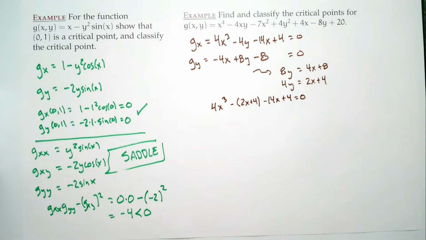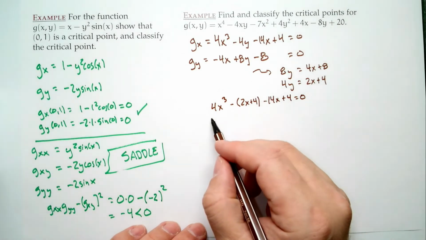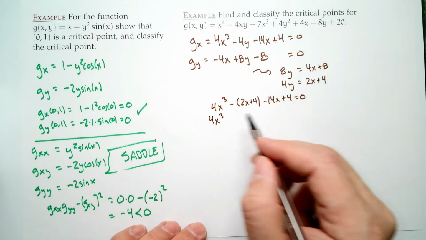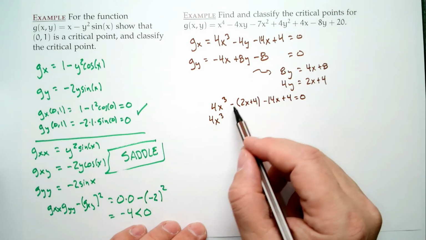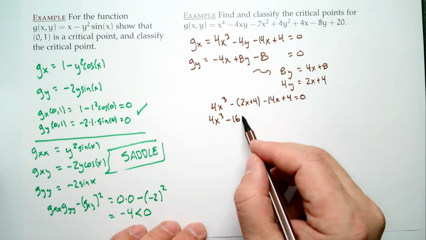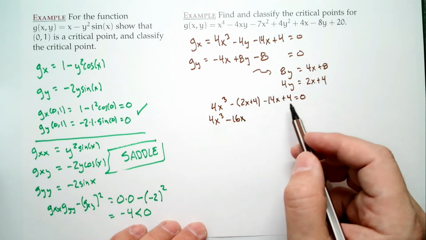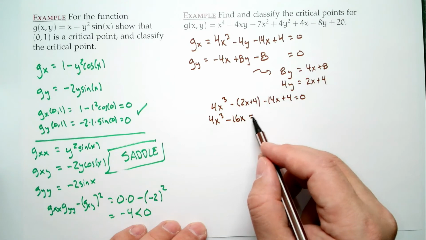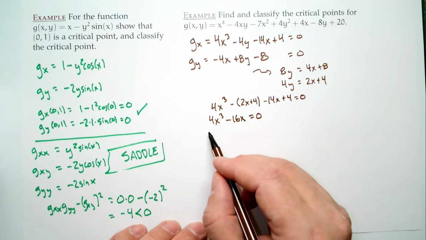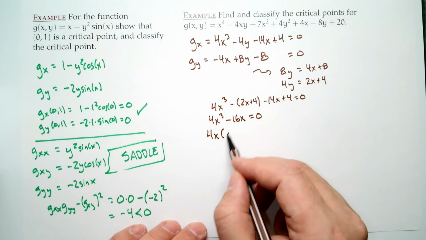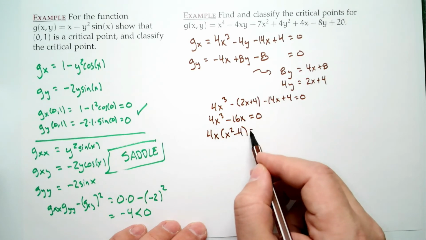Good news, there's only x's. Bad news, it's a cubic. Well, maybe it's not all bad news. Let's see what we have here. 4x cubed. Then we have minus 2x minus 14x is minus 16x. Minus 4 plus 4 is gone. That doesn't look so bad. Factor out 4x. x squared minus 4.